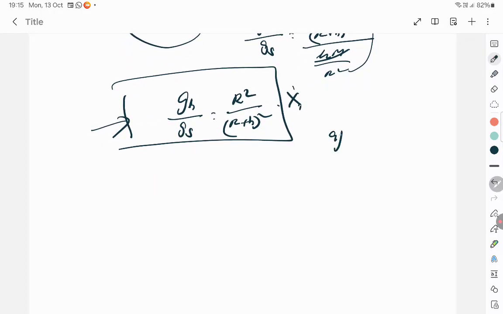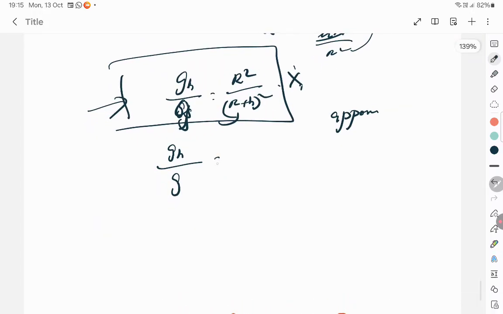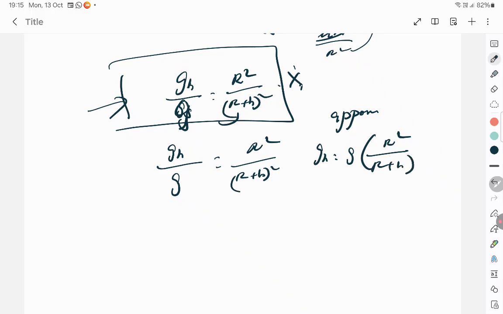Now how to approximate this formula? To approximate, I'm going to take R square out. g h by the gravity at the surface, we can call it as g only. So you can take it to that side. You get g h is equal to g into R square by R plus h the whole square. Now you're going to take R square out. It is not R, it is R square, because there is a whole square. When you take it out, it comes out as R square.